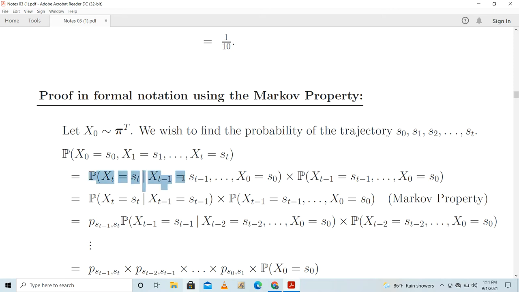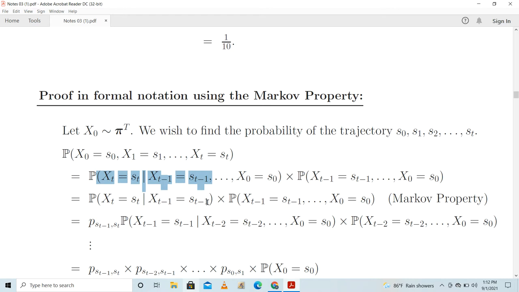If you look at this first term, using the Markov property, the future depends only on the present state, right? So xt depends only on xt minus 1. We don't have to consider the other events. So for the first term, we can replace it with the probability that xt equals st, given that xt minus 1 equals st minus 1.